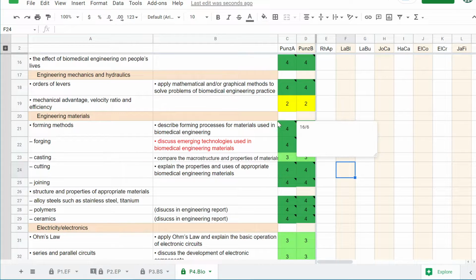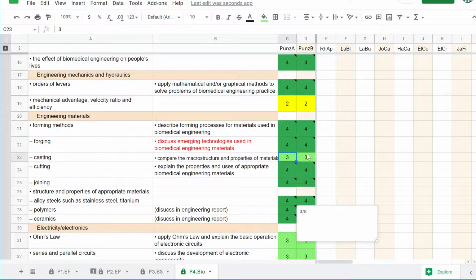So we've looked at what we're going to do. We're going to go through orders of levers again quickly once. We're then going to talk about mechanical advantage. We'll read through the textbook on that. We're going to talk about the casting. I'm going to set casting as homework. And then mostly I'm going to expect you to watch a video on that because I've got a video I'm quite happy with. And then polymers and ceramics we're going to talk about. So that's what we're setting for today.